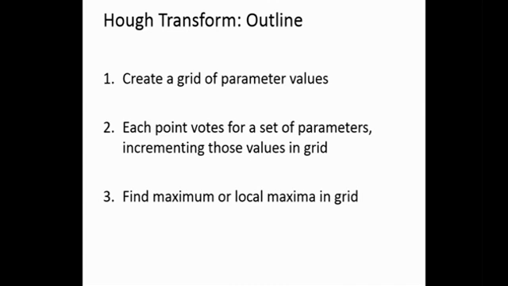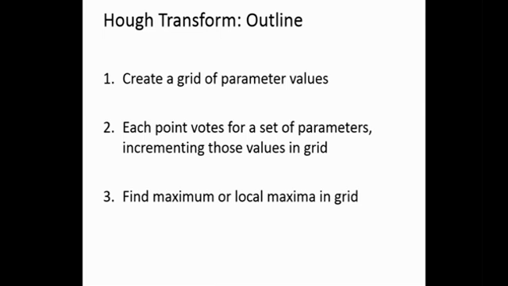Instead of asking what is the model that agrees with all of my set of points, you take each point and you say, what are all the models that agree with this point? And then which models are in common among many of these points? So you create a grid of parameter values. Each point votes for a set of parameters, and I'll illustrate this in a moment, incrementing those values in a grid. Then you find the maximum or local maximum in the grid.